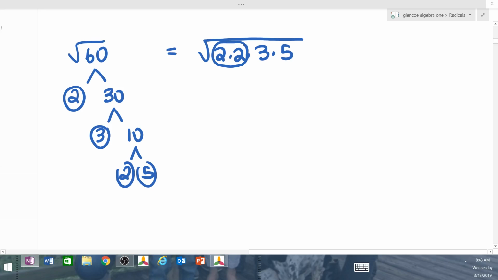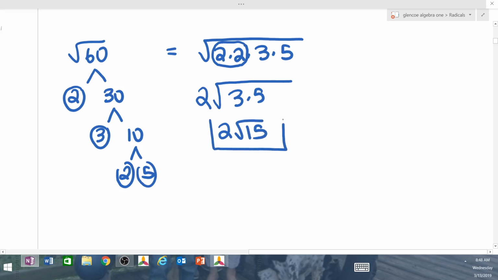Listen to what I'm about to say. For every pair that is circled, one of those numbers comes out. Let me explain why. 2 times 2, or 2 squared, equals 4. The square root of 4 is 2. So we take a 2 outside of the radical. The 3 and the 5 don't have any pairs. 3 is not paired with another 3, and 5 is not paired with another 5, so they stay under the radical. Your final answer is 2 radical 15, or 2 square roots of 15.